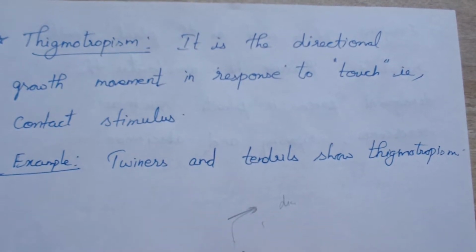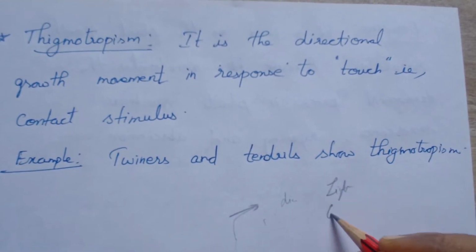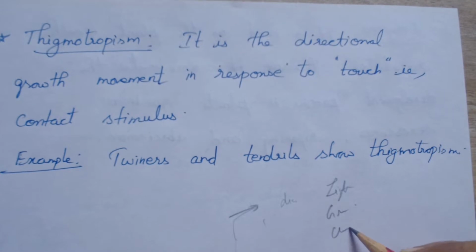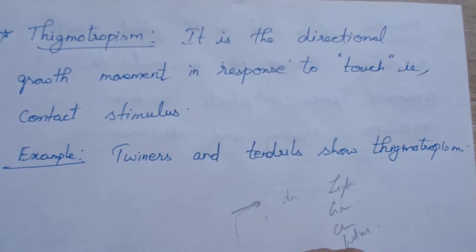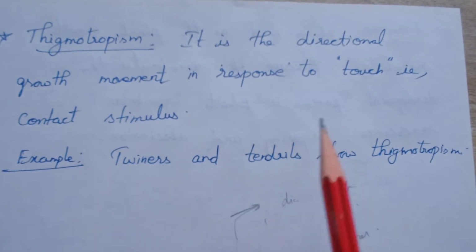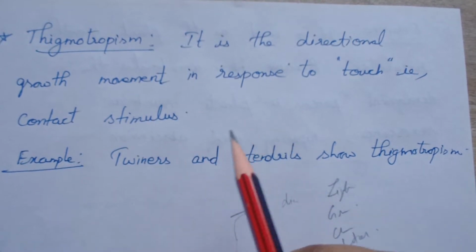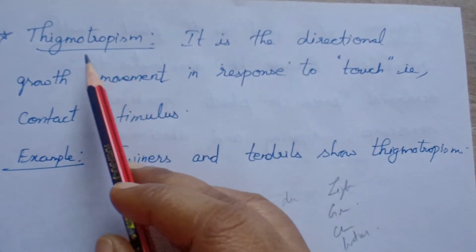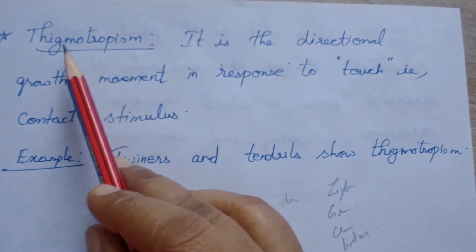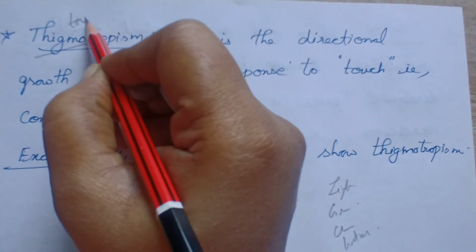So we have seen four tropisms, right? The stimuli are light, gravity, then chemical, then water. And there is one more, a special one. That movement is also a directional movement, but the stimulus is touch. Okay, touch. That is called thigmotropism. Thigmo means touch in the Greek word.